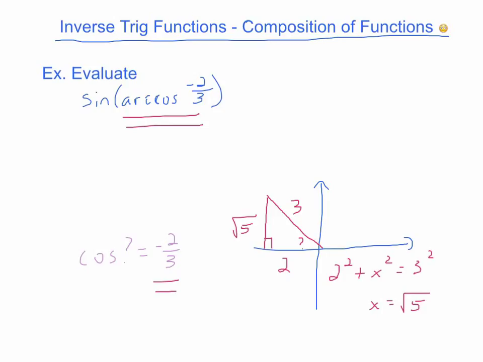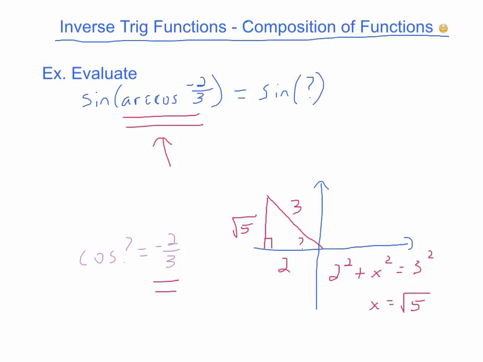Now, this right triangle we can use to really help us finish answering this question. Because while we were trying to evaluate the arc cosine of negative 2 over 3, that will end up being an angle of which we'll never know the exact value. But ultimately what we want to do is evaluate the sine of that angle, which is our question mark angle.